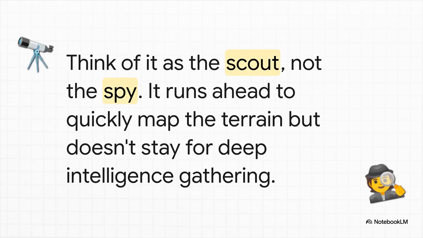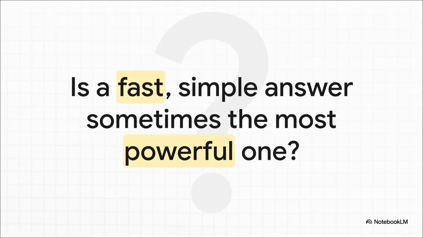Honestly, I think this is the perfect way to think about it. The Angry IP Scanner is your scout. It runs out ahead, it maps the terrain really fast, and it reports back on who's out there. It's not the spy who has to sneak around and gather deep intelligence on every single target. And that kind of leaves us with one final thought, doesn't it? In this incredibly complex digital world we live in, we're always told more data is better. But maybe, just maybe, a tool like Angry IP Scanner proves that sometimes the most powerful thing you can have is a fast, simple answer.